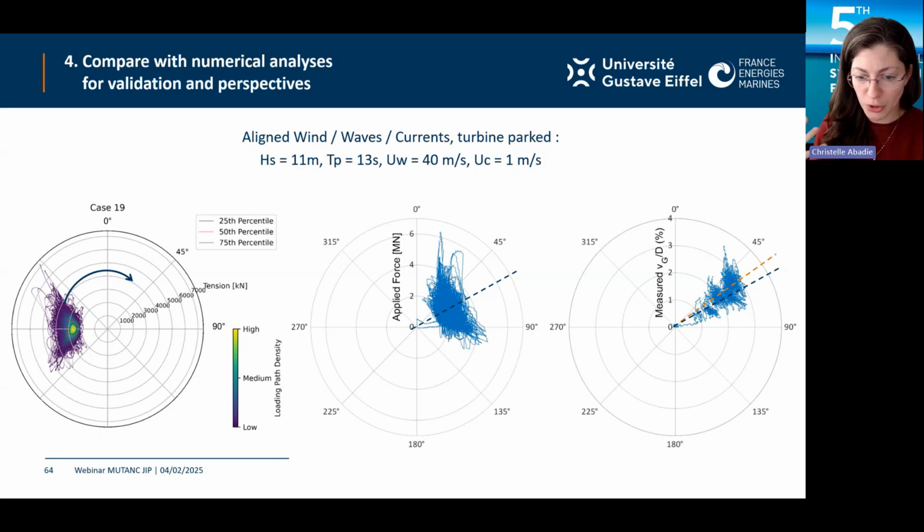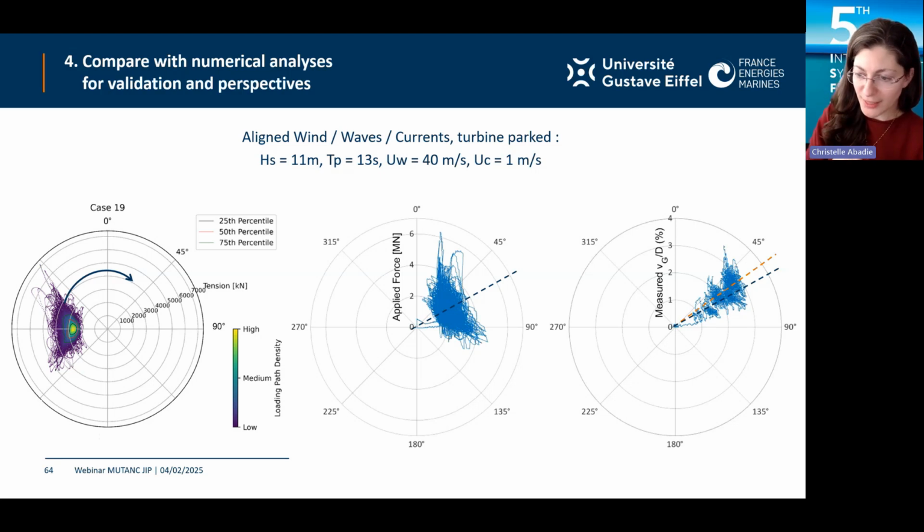And for this, what we did is we took one of the real cases that Tanguy presented earlier, with a storm that corresponds to an HS of 11 meter, TP of 13 second, UW of 40 meter per second, and UC of 1 meter per second, which is given on the left-hand side diagram. We rotated that so that it corresponds to our lines in the way that I've shown you in the previous slides, which gives you the middle diagram, and that's the force diagram that we applied. We implemented that onto our actuators and measured the pile displacement, which is on the right-hand side.